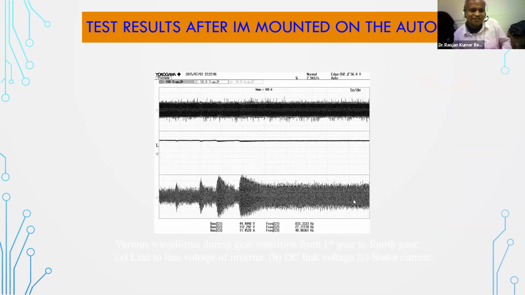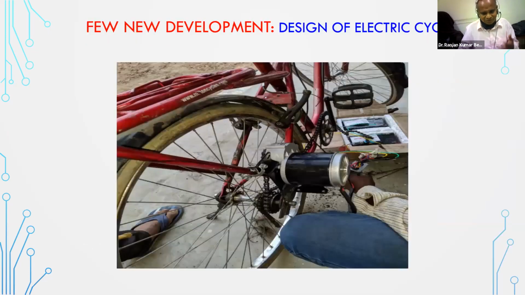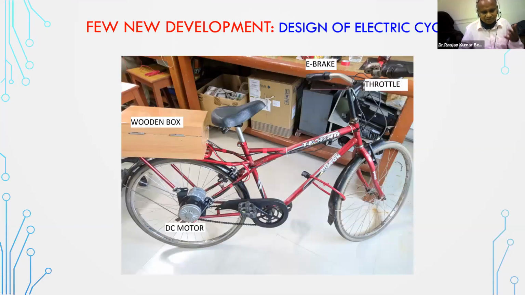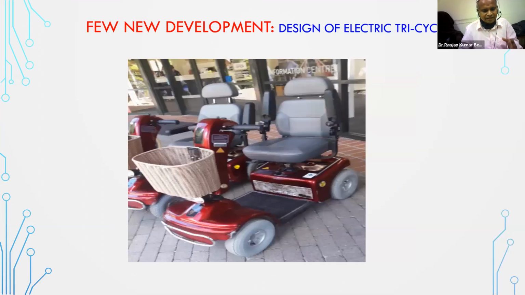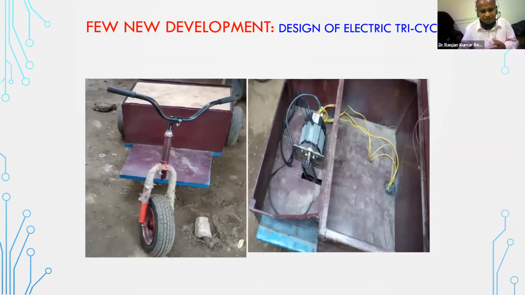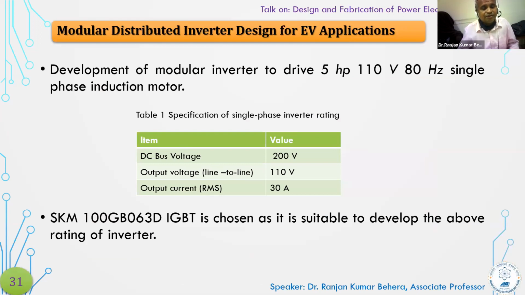You can change. You can see that the complete design of this model was done, and we have also designed a few low cost electric cycles, also very low cost, and some electric tricycles we also developed based on this BLDC motor drive. And there is also a modular inverter for the electric car we have developed.